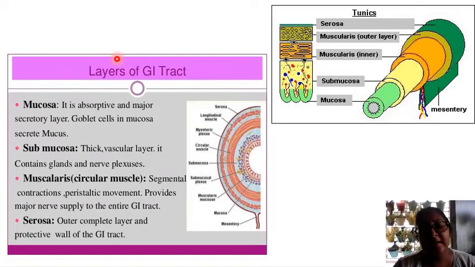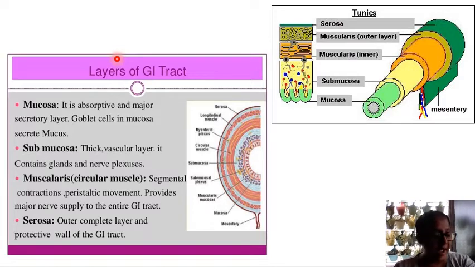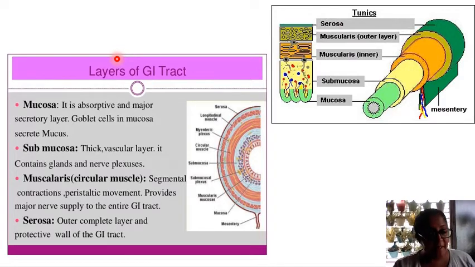Now, mucosa is the innermost layer. It is absorptive, and goblet cells are present in the mucosa. It helps in absorption, and it has a layer of epithelium. It has a layer of connective tissue known as the lamina propria, and a smooth muscle layer is also present in the mucosa. It helps in the secretion of mucus.